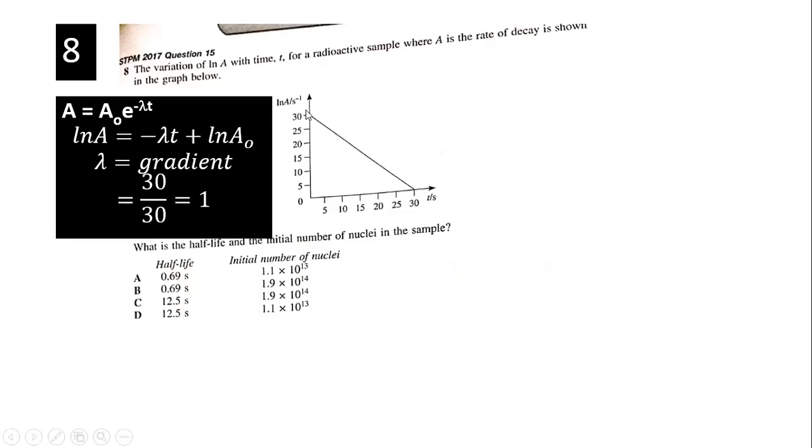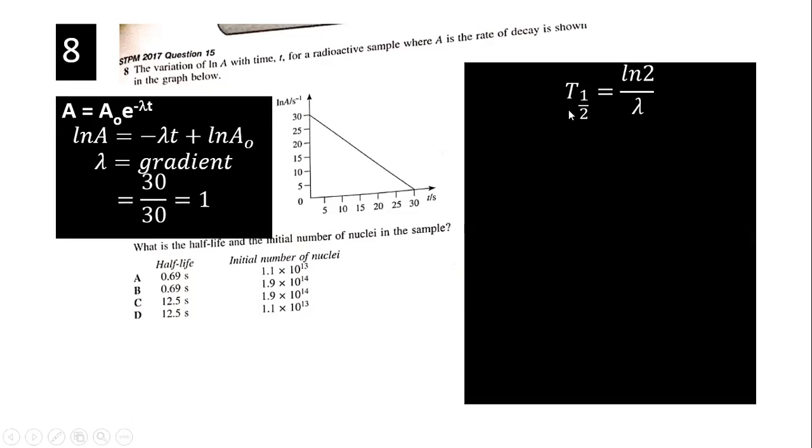Right, go to the formula. That formula activity, take the ln. Right, lambda can be gotten from the gradient. So go and find from the gradient lambda, 30 over 30. Right, there's a negative sign there, doesn't matter. You want a positive value, negative sign there.